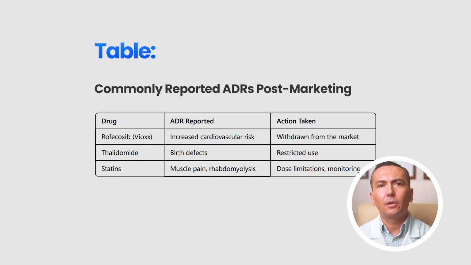First medication is rofecoxib. Reported adverse reactions were increased cardiovascular risk. As a result, it was withdrawn from the market. Another drug example is thalidomide. Reported adverse drug reactions were birth defects. As a result, restricted use of this medication was applied, especially in the pregnant population. Another group is statins. Adverse reactions they caused were muscle pain and rhabdomyolysis. Therefore, dose limitations and drug monitoring were applied.